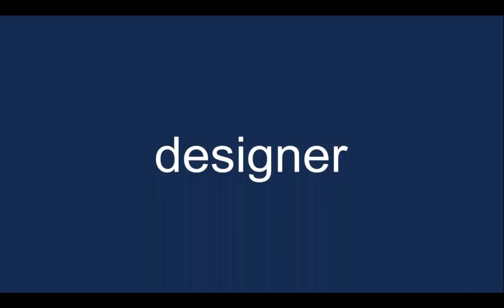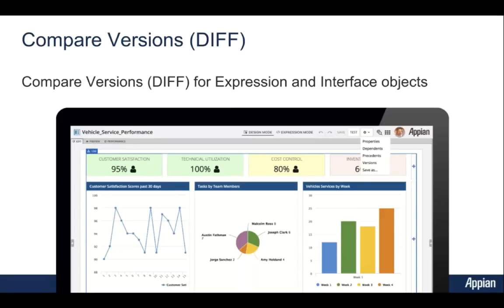And that's it for end user experiences for Appian 18.3. We're going to move on to the design time experience now. And the very first designer experience is, of course, around diffing of individual objects.